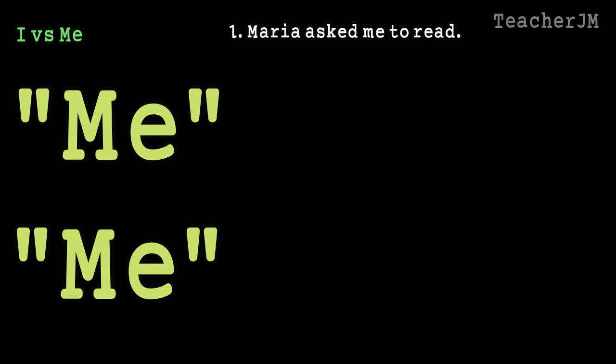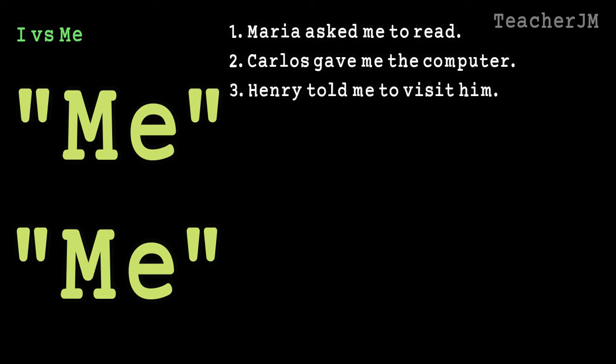Number 1. Maria asked me to read. In this sentence, the pronoun me is in the object position and it receives the act of asking of Maria. Number 2. Carlos gave me the computer. In this sentence, the pronoun me is in the object position and it receives the act of giving of Carlos. Number 3. Henry told me to visit him. In this sentence, the pronoun me is in the object position and it receives the act of telling of Henry.